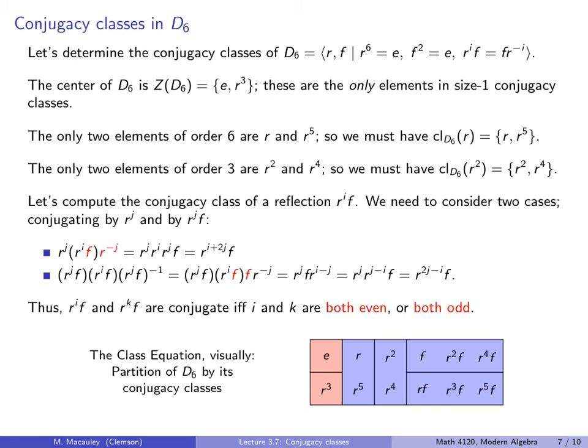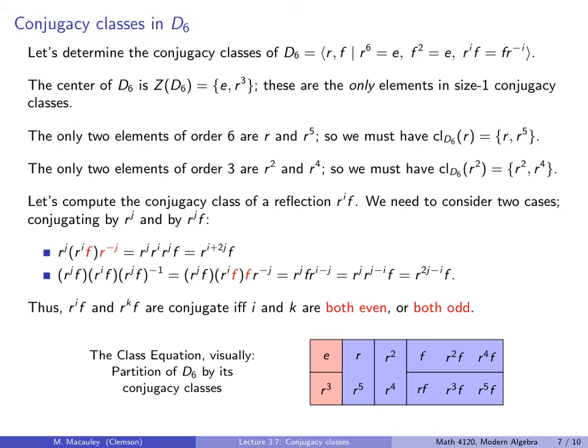Here is a picture of what we just determined. It's the conjugacy classes of D6. So there are two elements in the center that commute with everything, e and r cubed. Those are in size 1 conjugacy classes. This is the conjugacy class containing r and r to the fifth, the rotations of order 6. Here's the conjugacy class of the rotations of order 3. And then the 6 reflections are partitioned into 2 conjugacy classes. One of them has even exponents, and one of them has odd exponents.